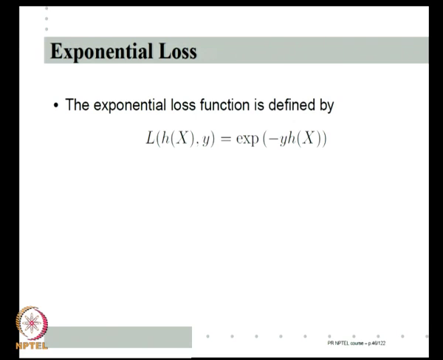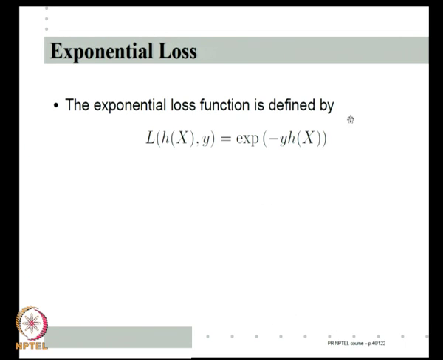So, first let us look at the exponential loss function. The exponential loss function is simply L(h(x), y) = exp(-y h(x)). We have seen that many loss functions can be written as functions of y h(x), right. The 0-1 loss function simply says that if y h(x) is negative, that is, y and h(x) are of opposite sign, then the loss is 1. If they are positive, the loss is 0, right. That is of course a non-convex step function.